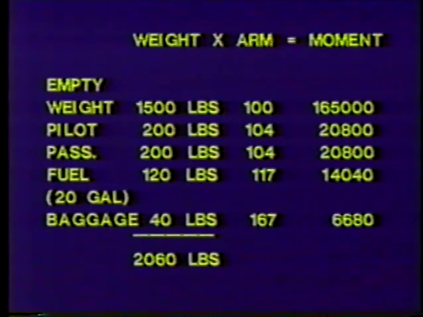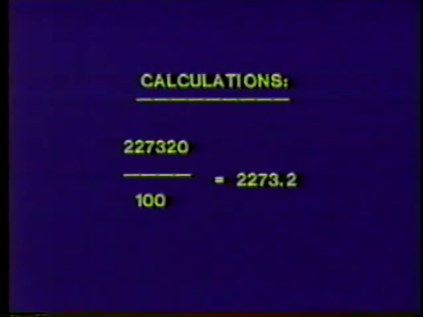Add up the moment column of figures for a total moment of 227,320. To keep the computations simple, total moments are usually given in hundreds of pound inches. Divide 227,320 by 100 for a moment of 2,273.2. Round it off to 2,273.